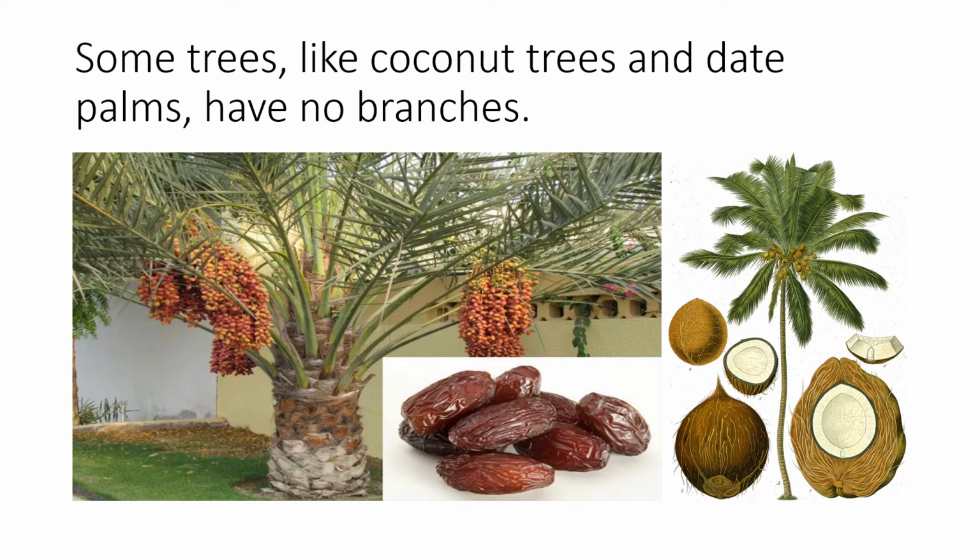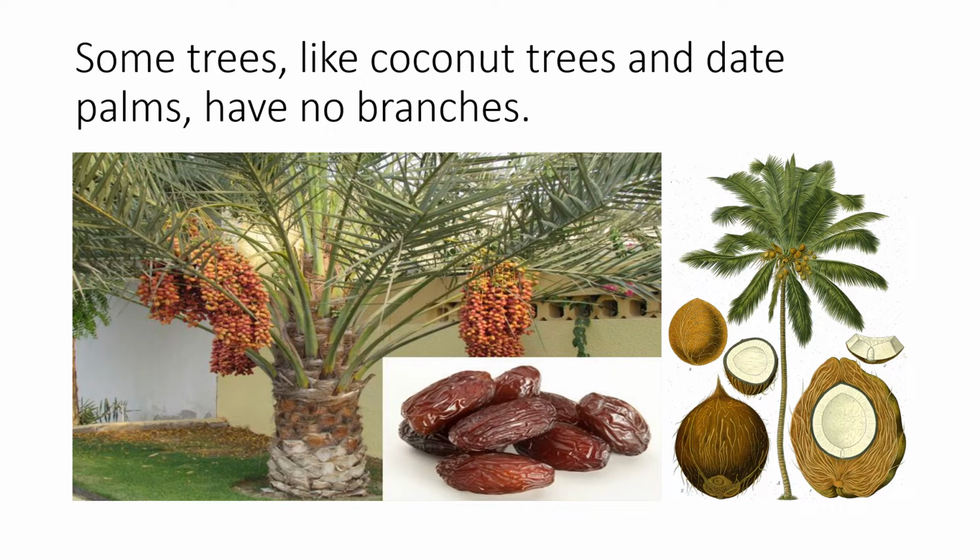Children, now we have had a look at the trees that have branches. Now, do you see these trees over here? Yes, they do not have branches. Their leaves are called palms. Their leaves, I repeat, are called palms. Let us read. Some trees, like the coconut trees and date palms, have no branches. Let's repeat. Some trees, like coconut trees and date palms, have no branches.